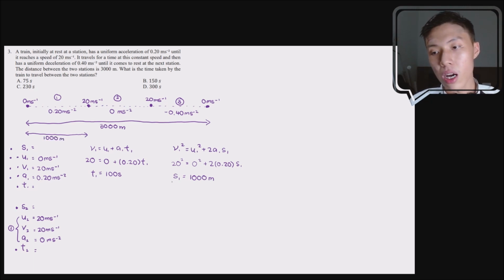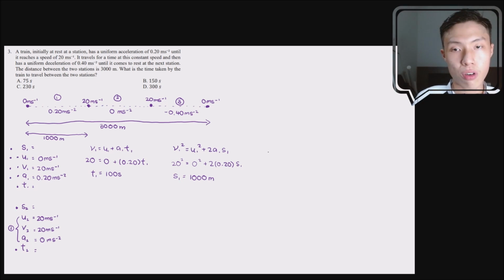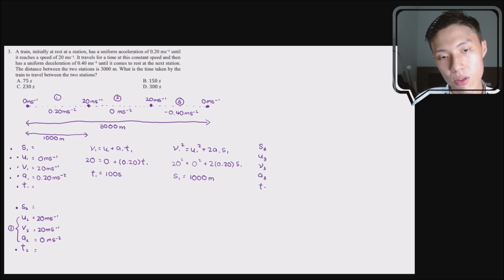Okay, you will set aside the second portion of the journey because you don't have enough information. But let's move on to the third portion of the journey. Probably there we can get more information about the second portion of the journey. So for the third portion of the journey, let's write it as S3, U3, V3, A3, and T3, SUVAT.